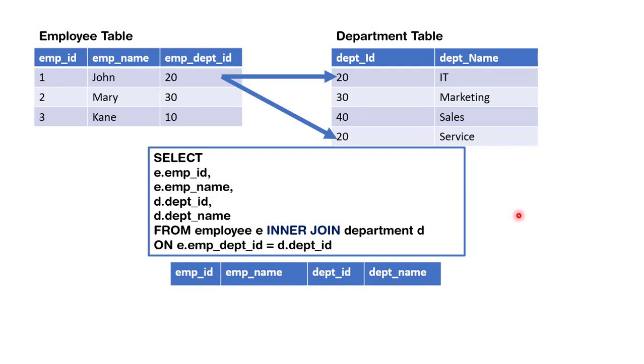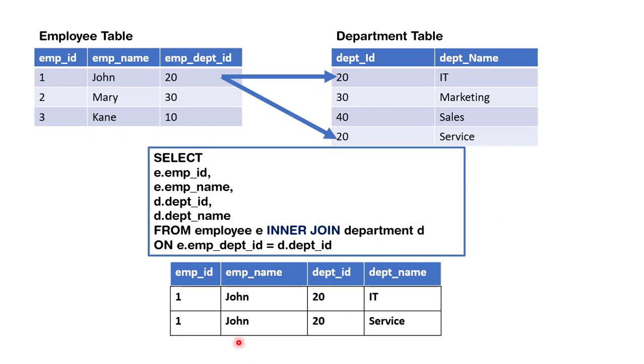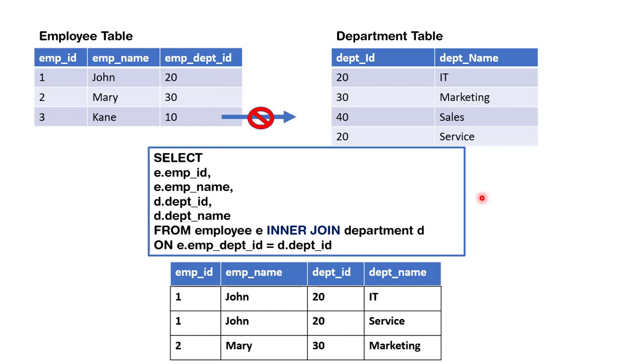So first it will see that, okay, 20 is joining with two rows from the department table. So it will try to join and you will get two rows in the result set. One is for IT, one is for service, right? These two records. Then it will be the same. It will try to match 30. Okay, 30 is matching. This will come into result set, but 10 is not matching, right? So 10 will not come to the result set. So I hope that you understood how it works with duplicates.